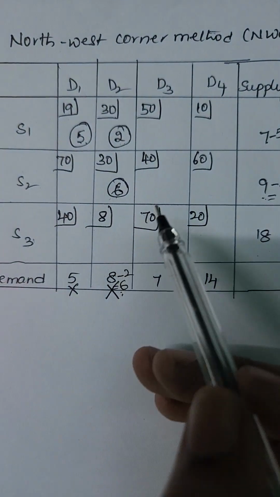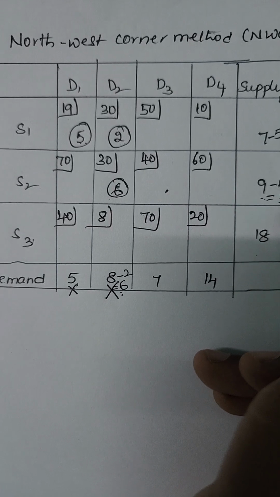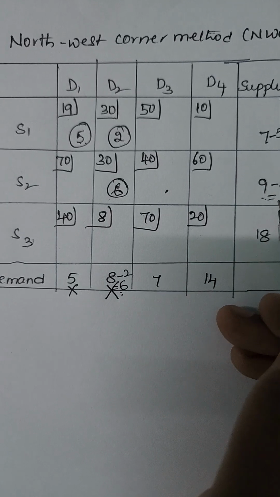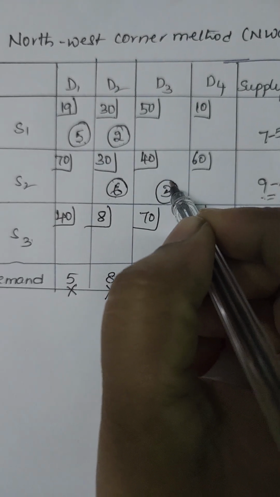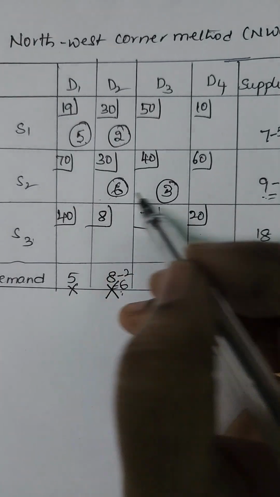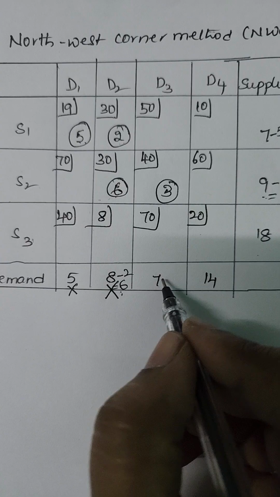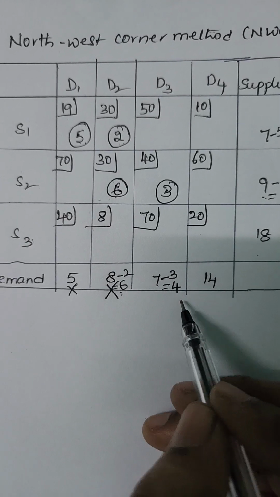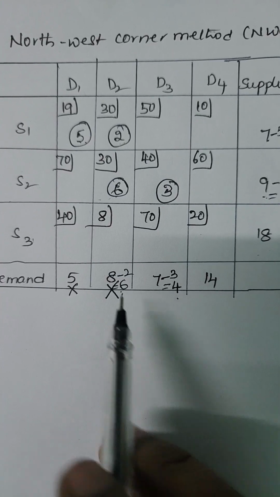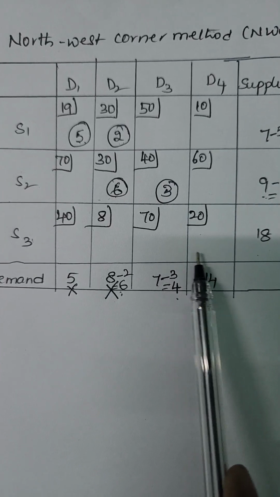Now select the next northwest corner cell. This is the next northwest corner cell. Here the supply is 3 and demand is 7. The minimum value between 7 and 3 is 3. So we can only assign 3 units here. All the 3 units are assigned, so this row is also satisfied. Out of 7 we have supplied 3 units only and still the demand is 4 units here. So the first and second columns are satisfied, the first and second rows are satisfied. The remaining cells are these 2 cells.